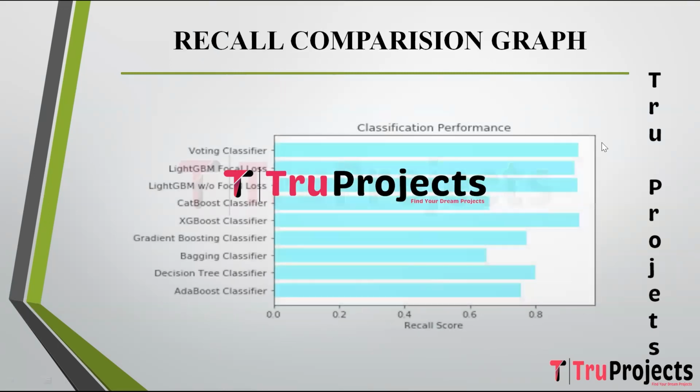Recall comparison graph. This is the recall comparison graph. On the x-axis, we have the recall score, and on the y-axis, we have the algorithm name. And from this graph, we can say that the ensemble models are performing well.